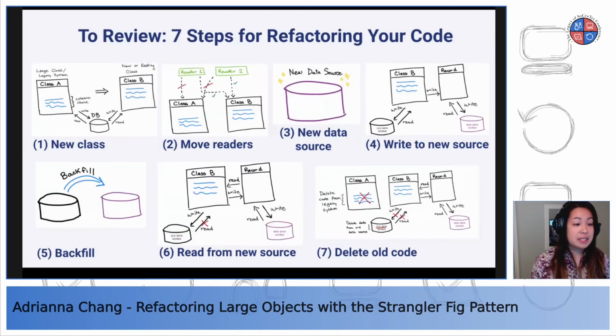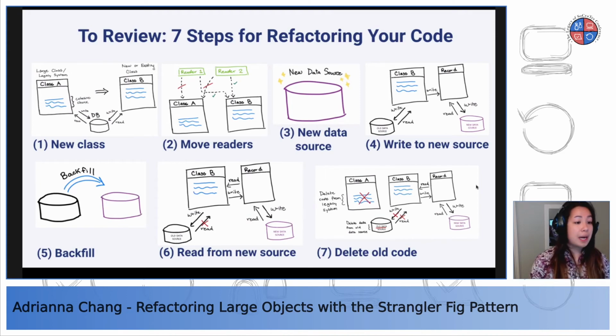To review, this was the 7-step process to refactor our code with the Strangler Fig pattern. So the first step was we defined a new class. This new class had the API for the thing we wanted to extract out of our large class. We then moved readers over to use this new interface instead of going to the original legacy object. We defined a new data source, so that was just the creation of a new table. We started writing to our new source in tandem with writes to our original data source.